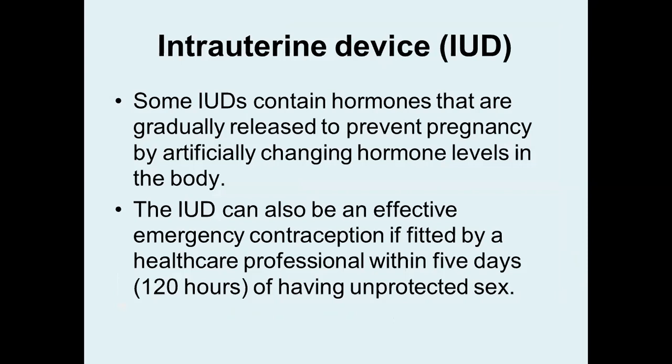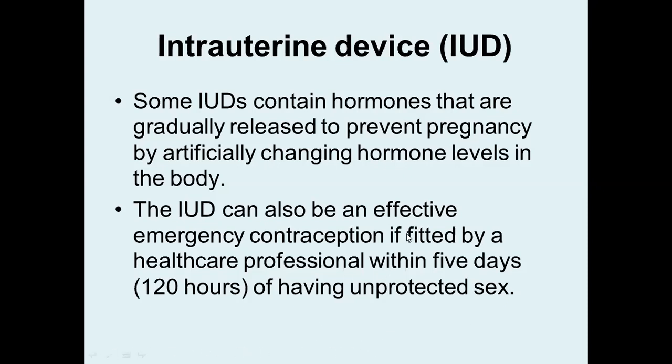Okay. So then I said to you that some IUDs contain hormones that are gradually released to prevent pregnancy by artificially changing the hormone levels in the body. So a bit like a contraceptive pill, but it doesn't have to be taken every day. It can be put in position and it just works and works and works and works for a long time.